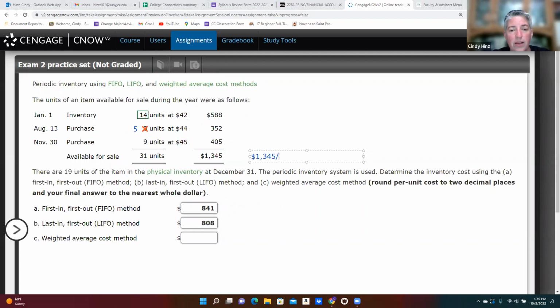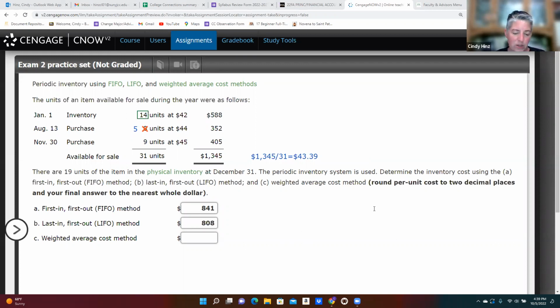$1,345 is the total cost. We have 31 units available. And so I'm finding the average cost of each one of those 31 units, rounding to 2 decimal places, $43 and rounding off 39 cents.